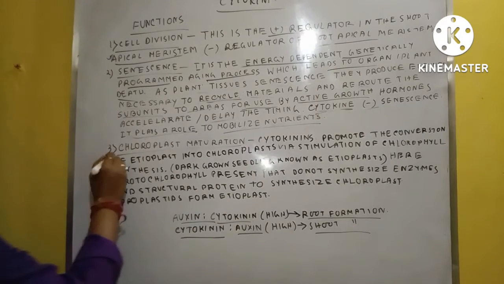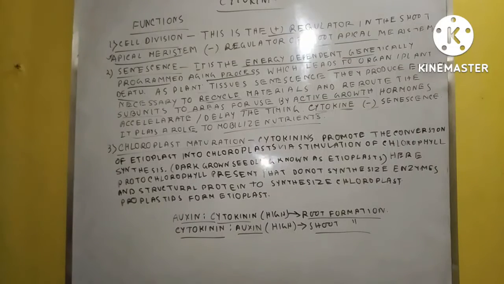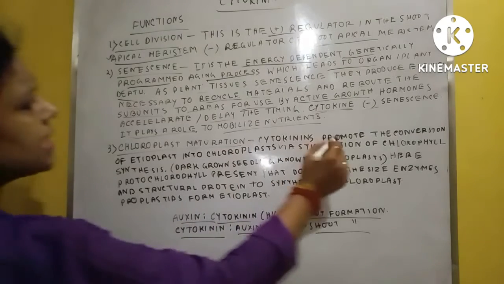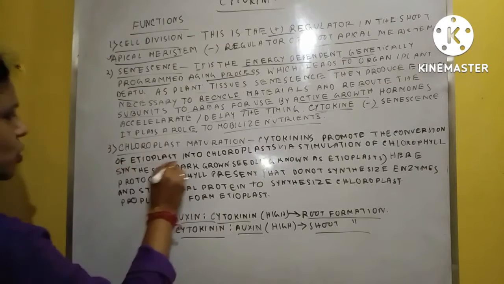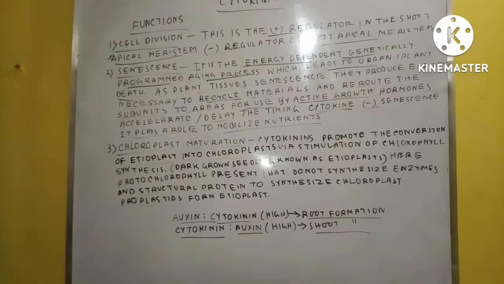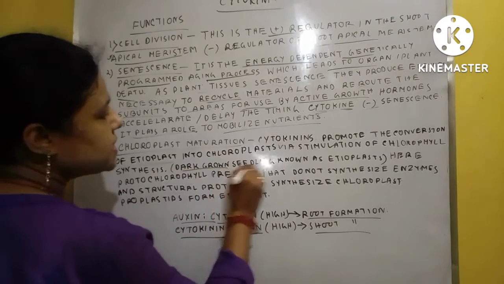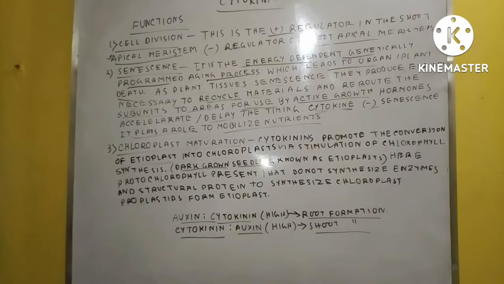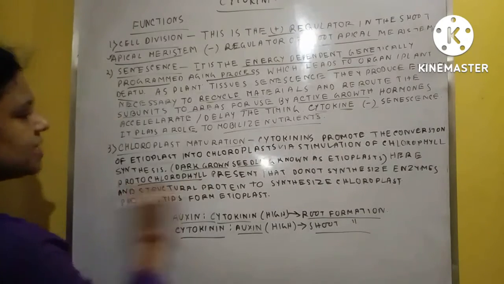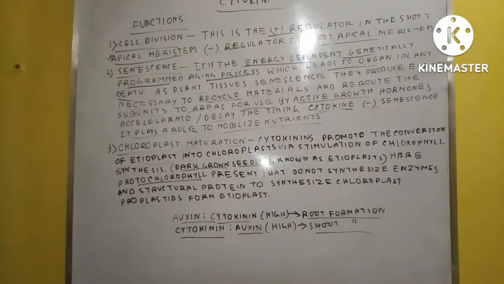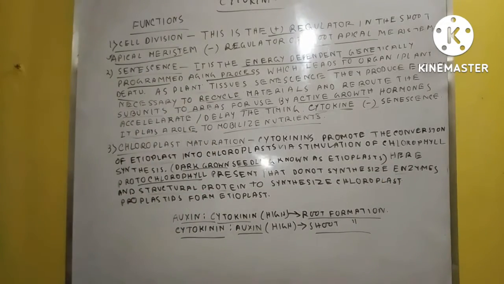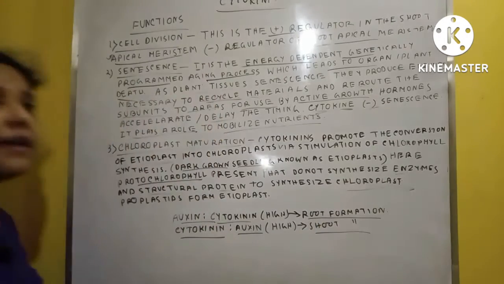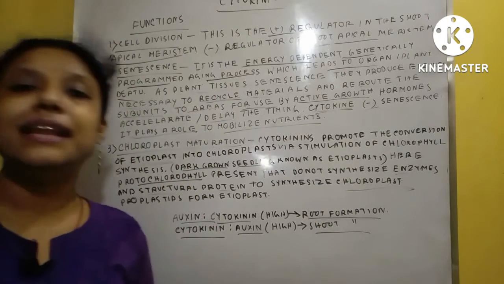Okay, and the third one is chloroplast maturation. Sometimes cytokinins promote the conversion of the etioplast. What is called the etioplast? Etioplast is found in the dark grown seedling. Okay, it's a dark grown seedling, and here protochlorophyll is present, not chlorophyll. And due to the presence of this protochlorophyll, they do not synthesize any enzymes or structural proteins to synthesize the chloroplast. So here the plant's body does not look green.